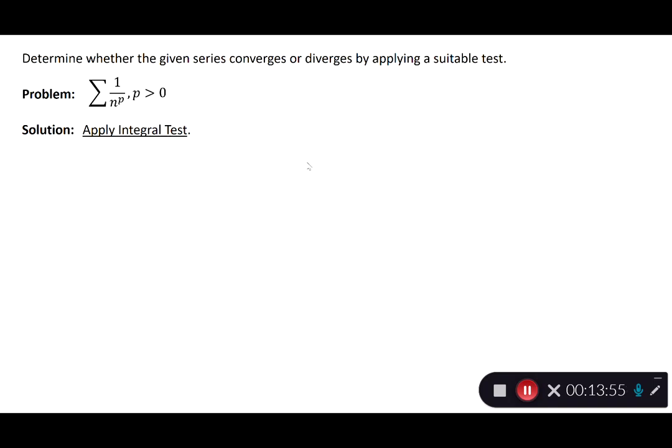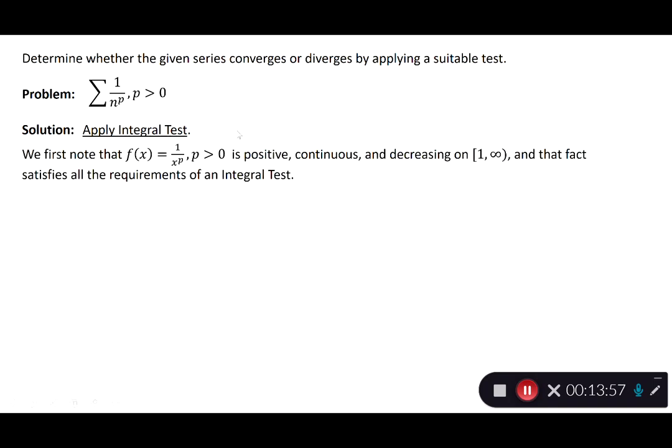And we will apply the integral test to this also. So that means we need to come up with what f of x would be, which is 1 over x to the p. And if p is greater than 0, then 1 over x to the p would be positive, continuous, and decreasing on 1 to infinity. And that fact satisfies all the requirements of this one. So let's figure out this one.